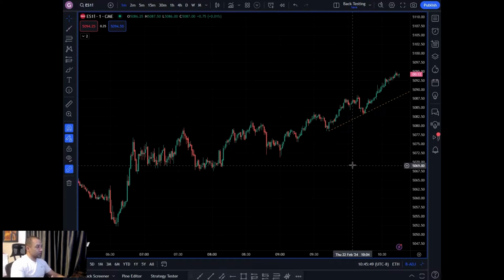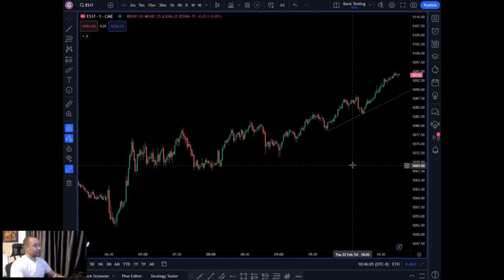For my style of trading, I like to be a little bit more conservative. And I like to say that a trend line needs to have at least 3 points connecting to be a valid trend line. What that does is it helps me avoid over trading.